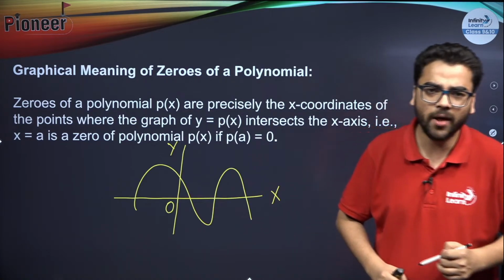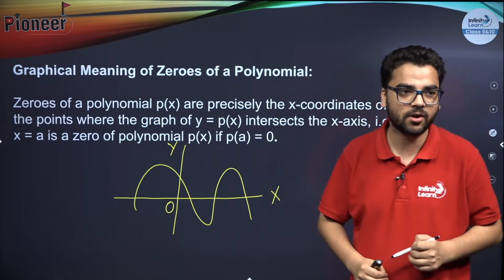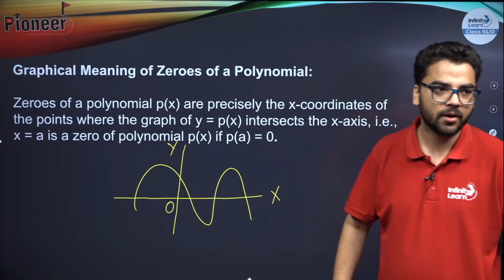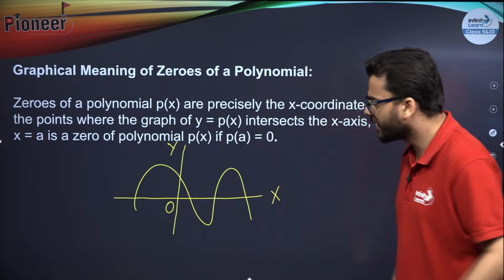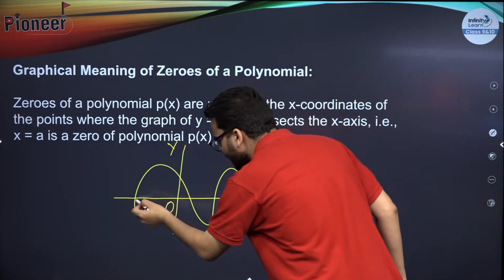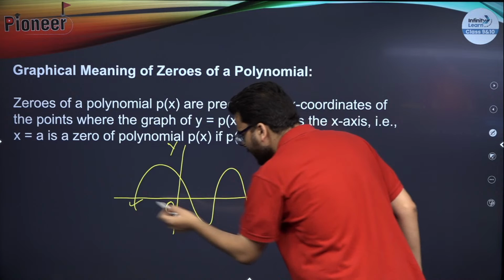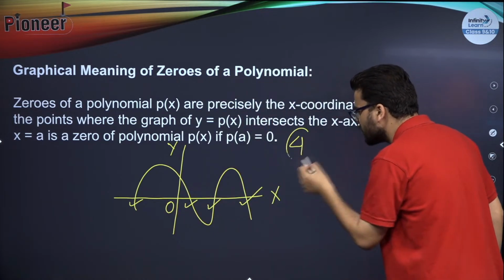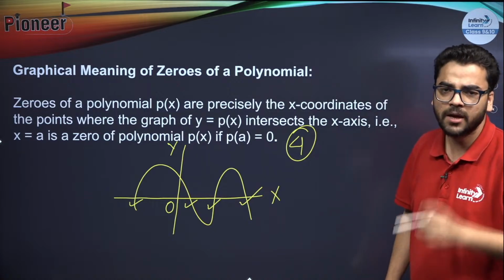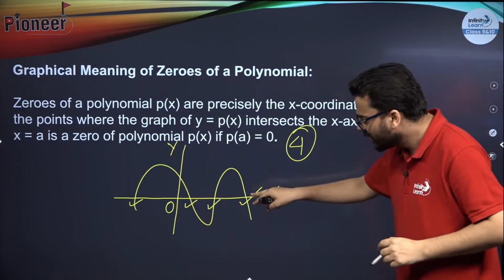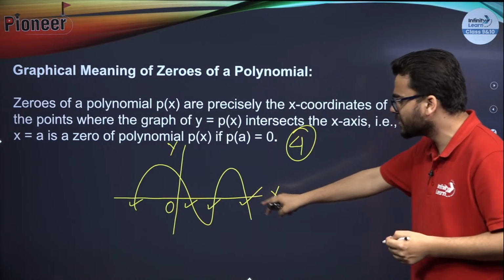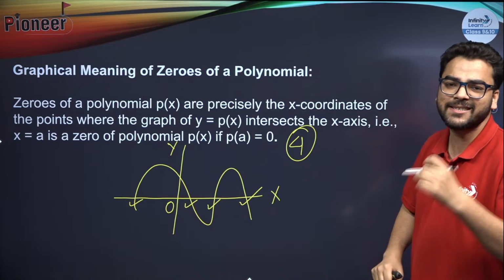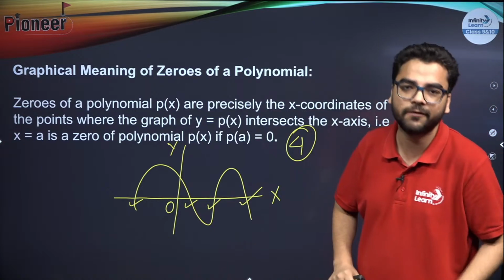So how many zeros are there of this polynomial? See, the graph of this polynomial is intersecting the x-axis at 1, 2, 3 and 4 points. So you will say 4 zeros are there of this polynomial. So basically why you say that 4 zeros are there of this polynomial? Because the graph of this polynomial is intersecting the x-axis at 4 different points.